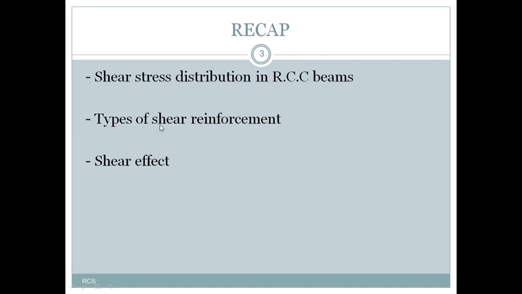Next, as we know, we have to design the shear reinforcement. When you design the shear reinforcement, what type of shear reinforcement you have to provide, and in what forms? Generally, we provide it in three different forms. One is vertical stirrups, the second is vertical stirrups with bent-up bars, and the third is inclined stirrups. We have seen all those figures in our previous classes.